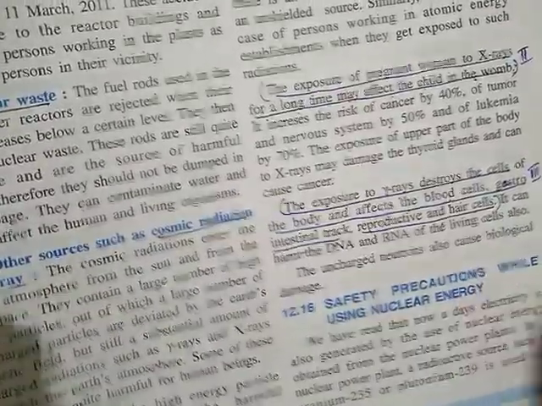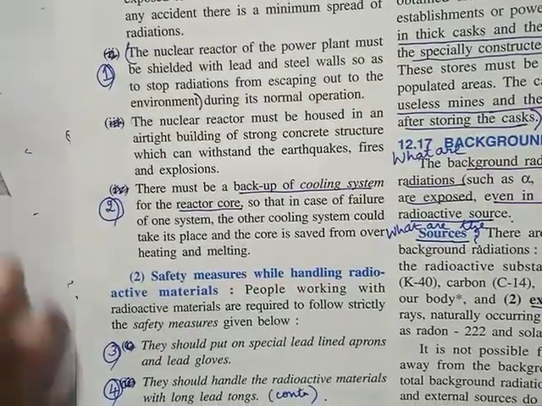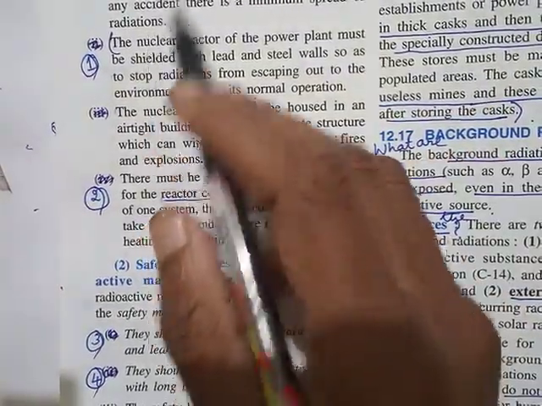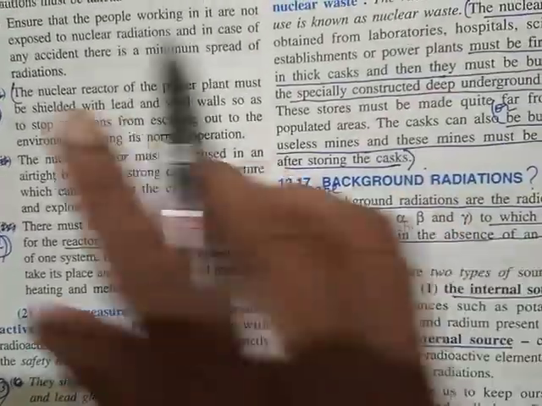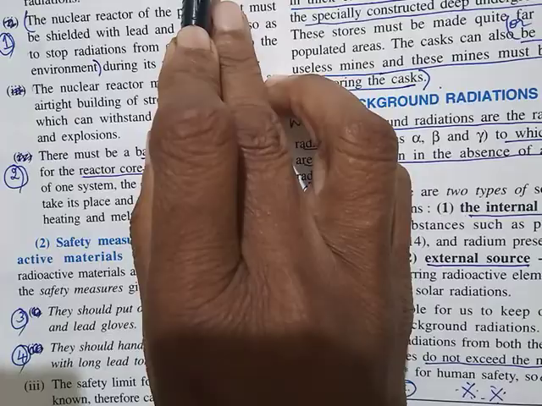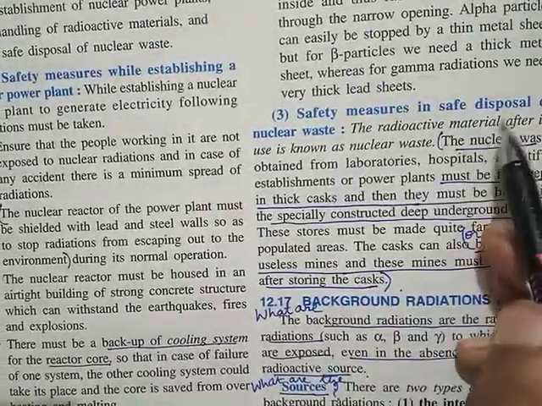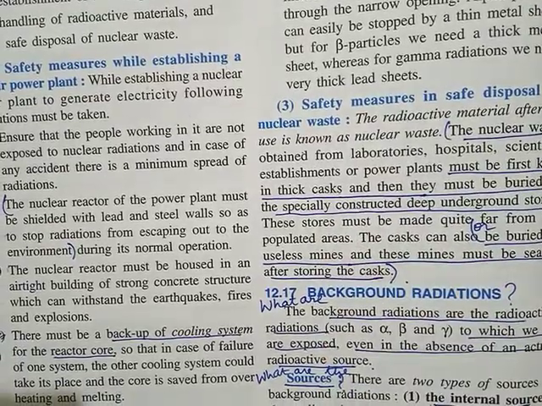Okay, safety precautions. This is the next topic. Safety precautions, uses, harmful effects, and safety precautions. These are the three topics. Okay, now again, they have given them in three headings. I've marked all the important safety precautions. Okay, while constructing a nuclear power plant, they have to take some precautions. While handling the radioactive material, they have to take some precautions, and then while disposing nuclear waste, they have to take some precautions. So they have given it stepwise. I've just marked the important ones.